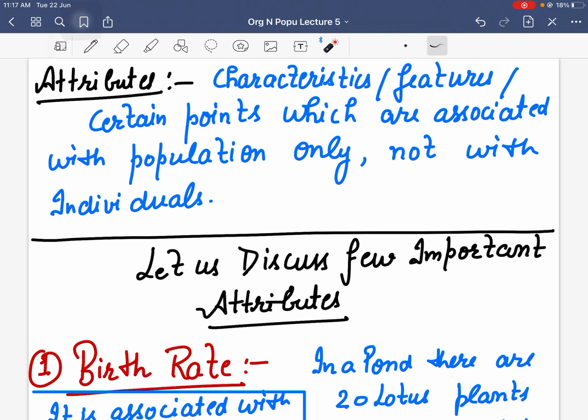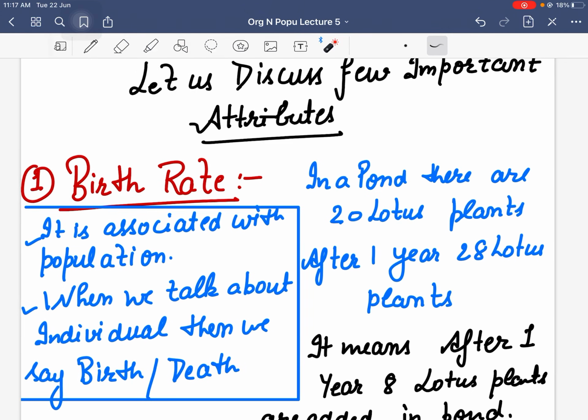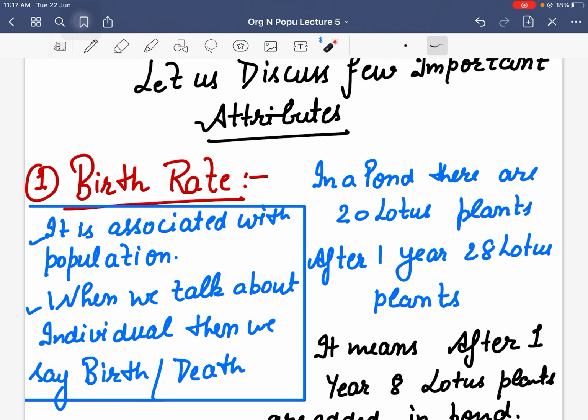Which is known as population. So attributes are those characters, those features which define any population. Here we are going to discuss a few very important attributes, and the first attribute I am taking into consideration is birth rate. Look here, I have written birth rate, right?